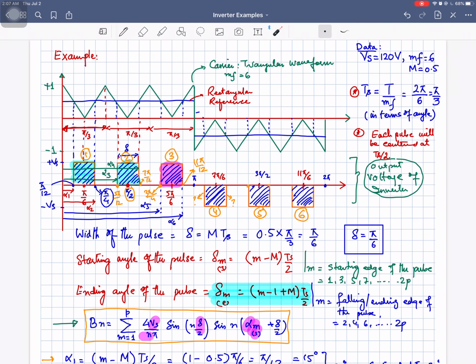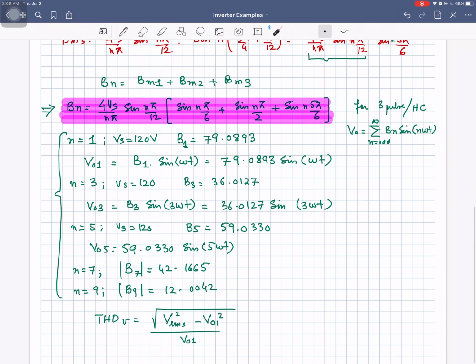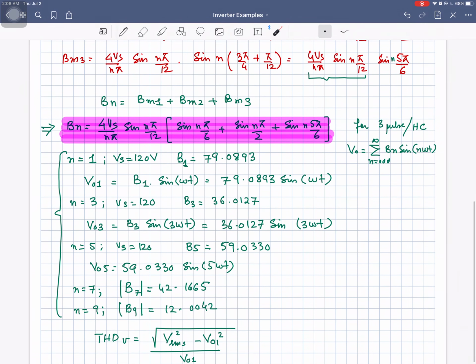I will share the MATLAB file for the uniform PWM, which you can use for different MF, for different modulation index, to evaluate all the angles and the spectrum of the uniform PWM voltage waveform.